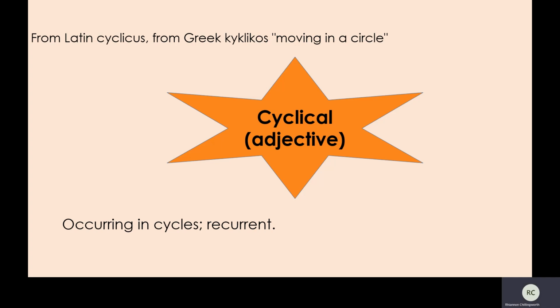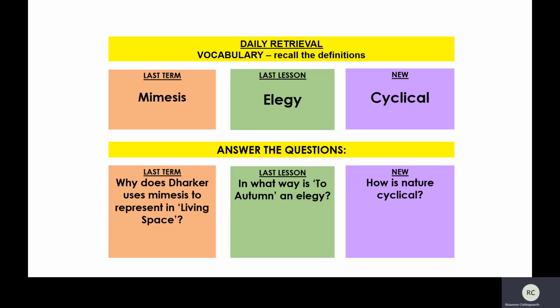So, our new word, even though I mentioned it in the video last lesson, is cyclical. Now, this simply refers to something that is recurrent, that occurs in cycles. So think about this cycle of life and death. Think about this cycle of the seasons. And we know that in To Autumn, he presents nature as this cycle, and this cycle of nature that is recurrent, that is never ending, that is eternal, refers to the cycle of a human lifespan. So pause the video now and jot down that definition.